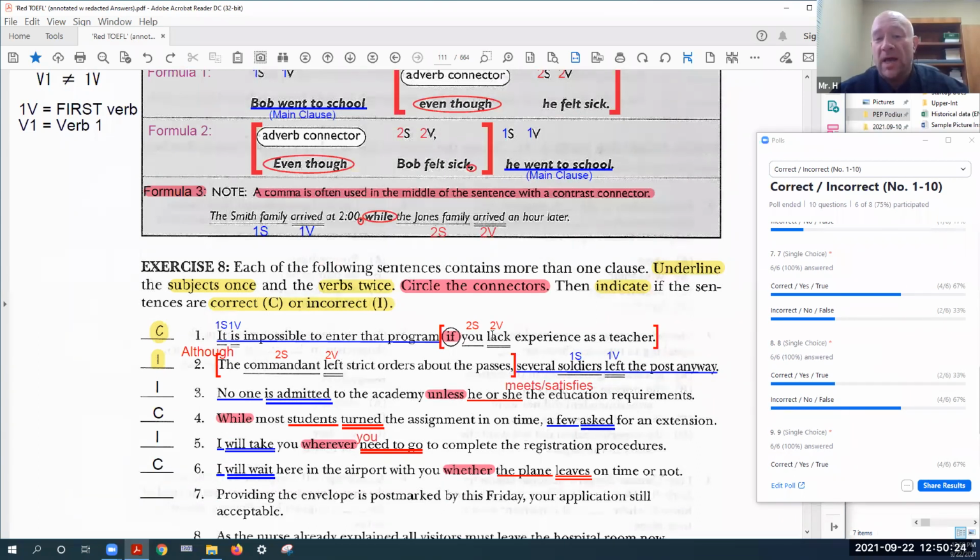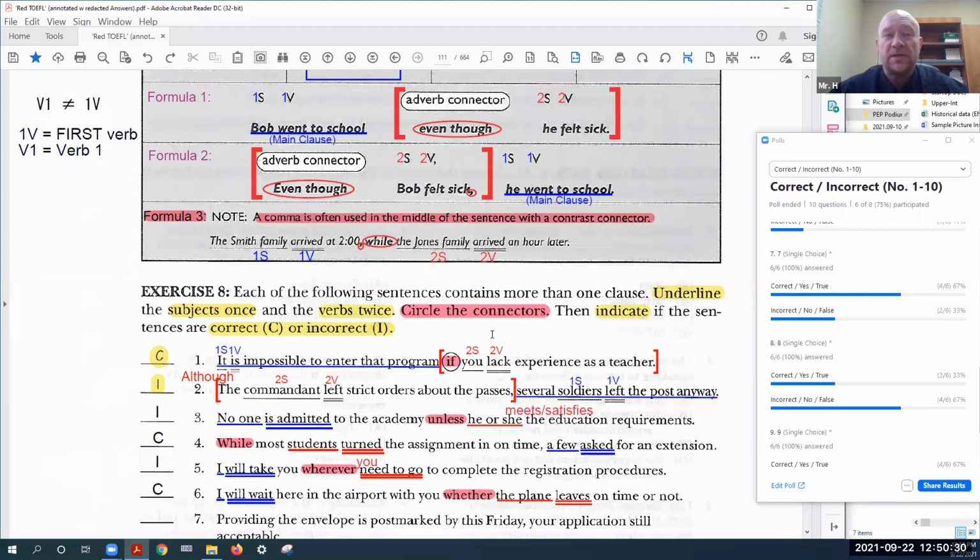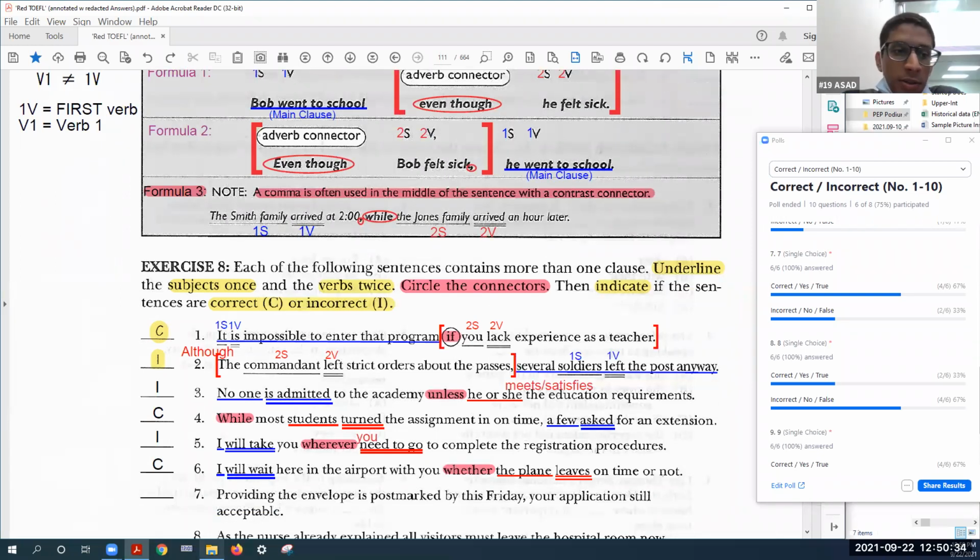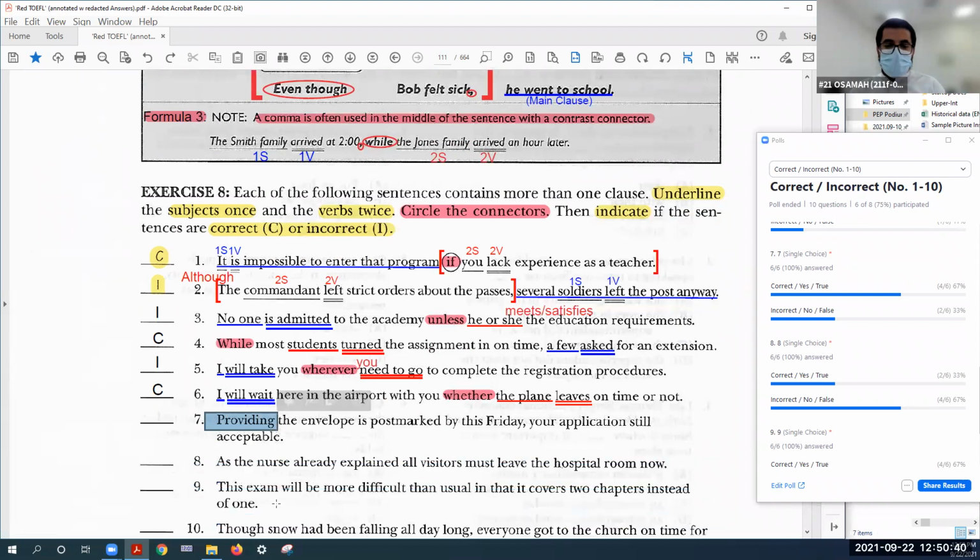Anybody want to give some advice? Formula 2. Why is it formula 2? Because the connector starts the sentence. Aha, because the connector is at the beginning, right? So in this example, where is the adverb clause subject?